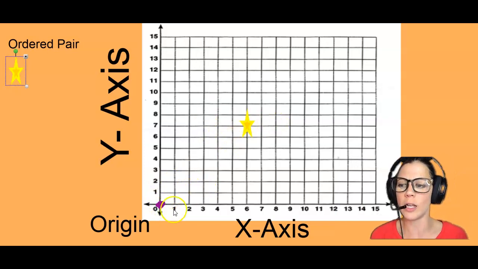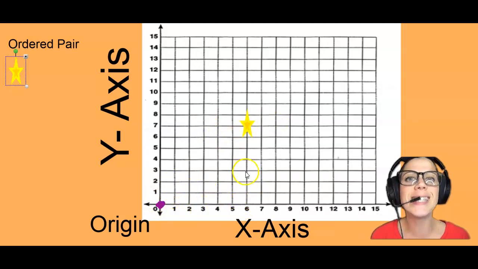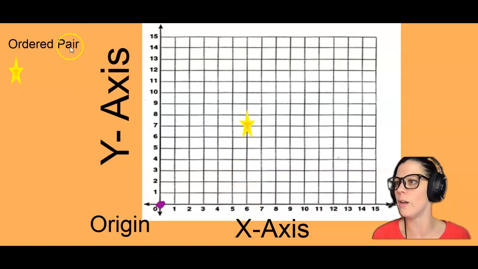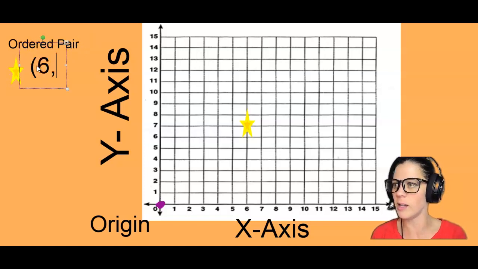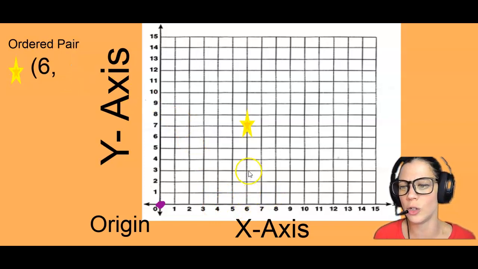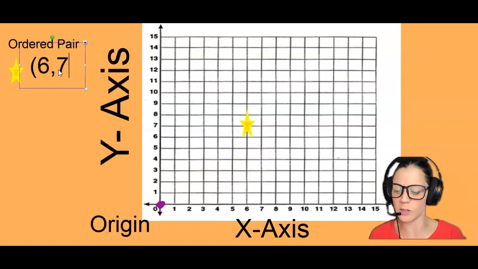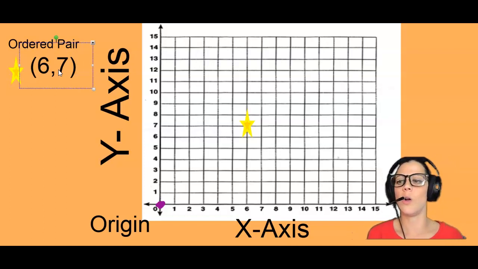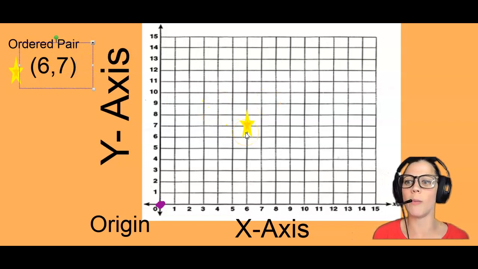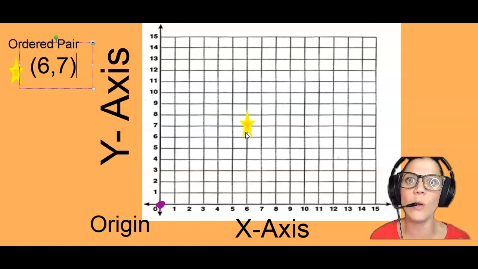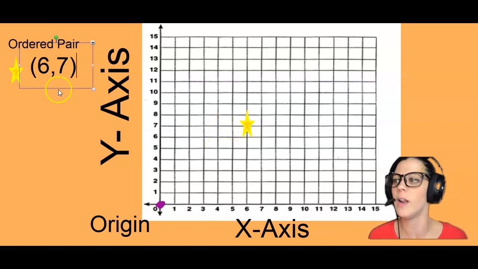That star is 1, 2, 3, 4, 5, 6 over from the origin point. So I would write that ordered pair like this. 6 is my x. And then how high up is my star? It's 1, 2, 3, 4, 5, 6, 7. So I would read that star as an ordered pair of 6, 7. I could either be giving you problems where you have a picture like that star and you tell me the ordered pair, or where I tell you the ordered pair and then we have to plot that point. So let's do one like that.